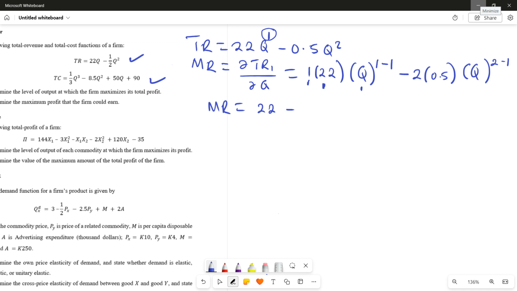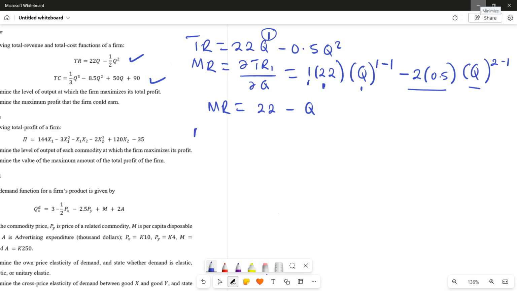We go to the next side there. Negative 2 times 0.5 is just a negative 1, right? So it will be negative 1 times q to the power 1, which is just going to be q. So therefore 22 minus q is our marginal revenue. Alright, so that is our marginal revenue.